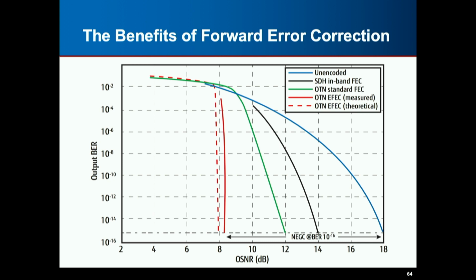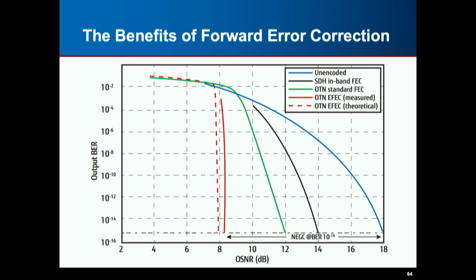So it's your bit error rate versus your OSNR. As your OSNR gets lower and lower as you go to the left, your bit error rate gets higher and higher. If you come down to 10 dB of OSNR, your bit error rate is 10 to the negative 3. That's terrible.